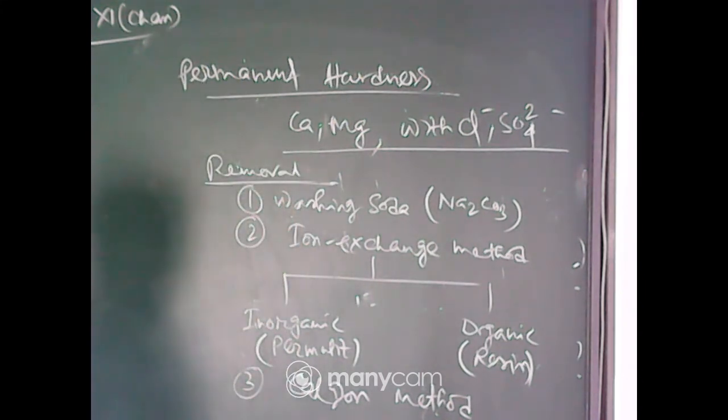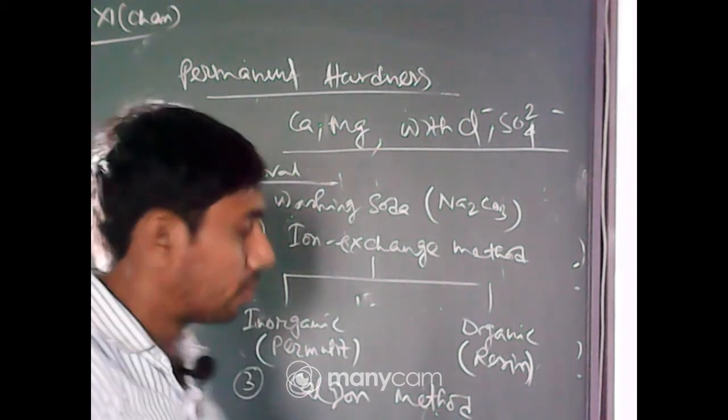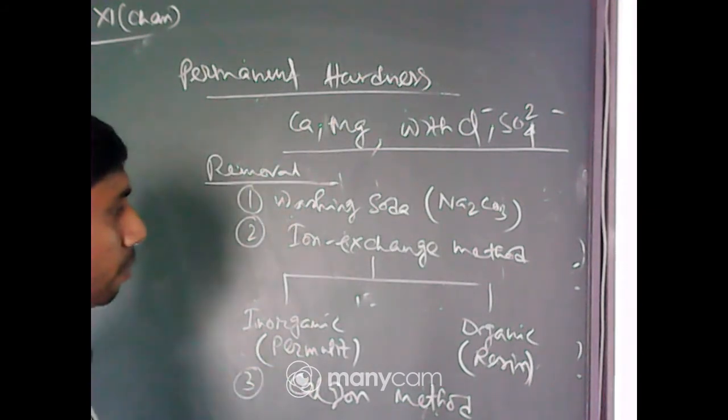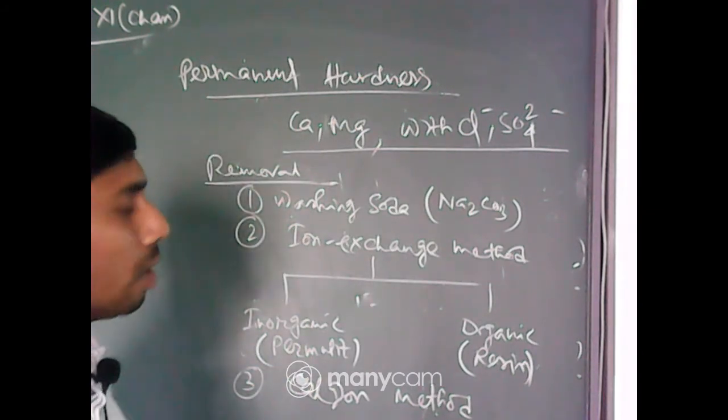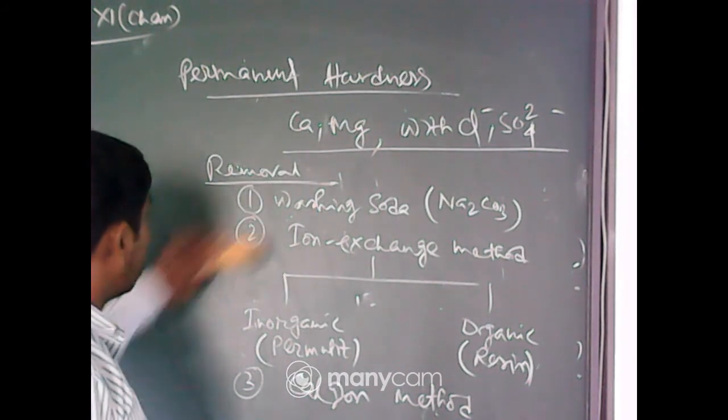So, first complete this. First one, that is the washing soda method. Suppose calcium chloride is present. Up to this clear? These are the processes by which we can remove permanent hardness. Okay. Now, start one by one.